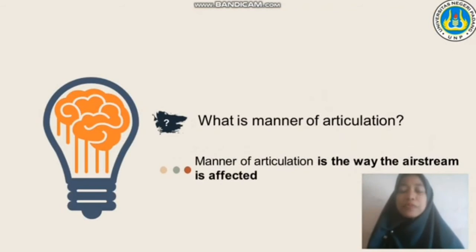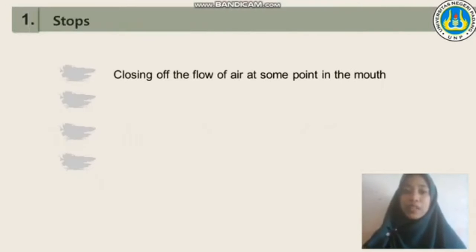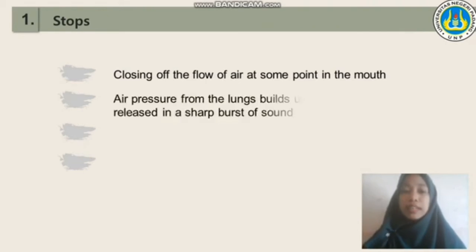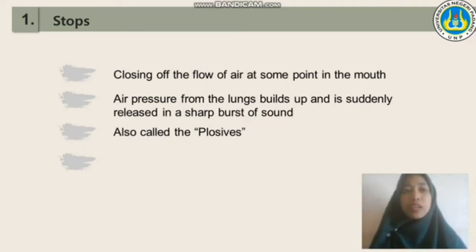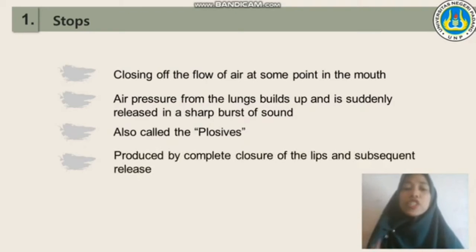Do you know what manner of articulation is? Manner of articulation is the way the airstream is affected as it flows from the lungs and out through the mouth and nose. First is stop. Closing of the flow of air at some point in the mouth. Next, air pressure from the lungs builds up and suddenly releases in sharp bursts of sound. A stop, also called plosive, means that air stops at the lips, produced by closure of the lips and subsequent release.